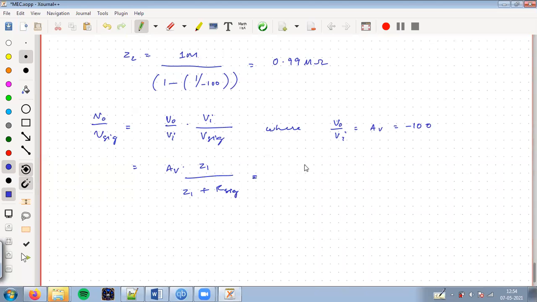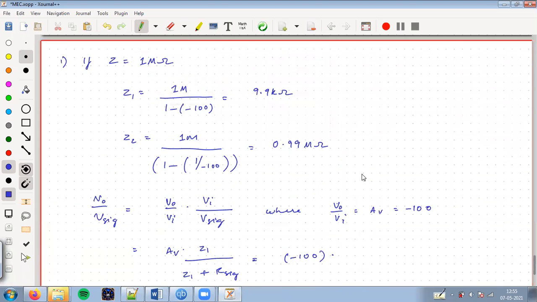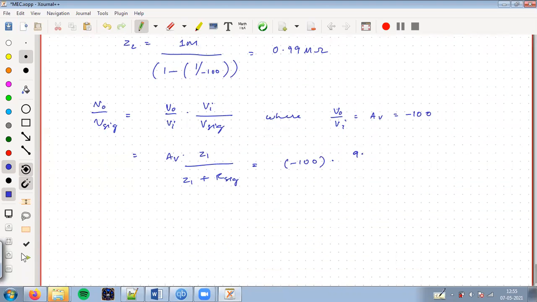So substitute all the values. This is minus 100. Z1 is how much? 9.9 kilo. So this is 9.9 kilo divided by 9.9 kilo plus R signal. R signal is 10 kilo. So the gain here is minus 49.7 volts per volt. So V naught by V signal when you're having Z as 1 mega ohm is minus 49.7.